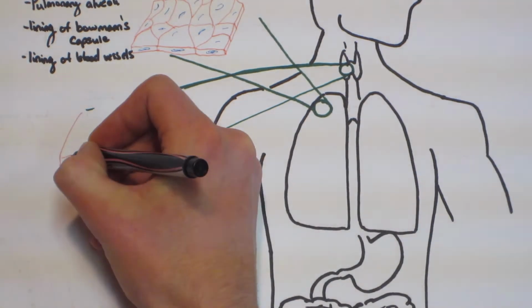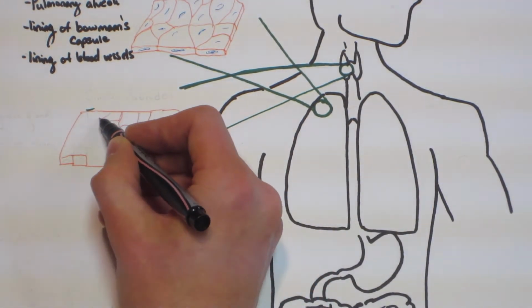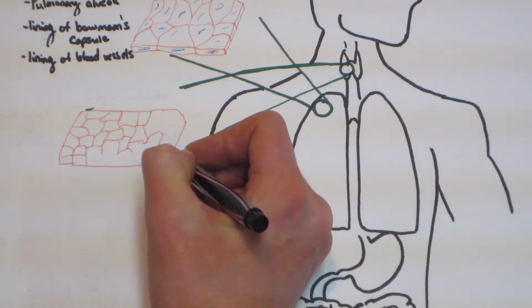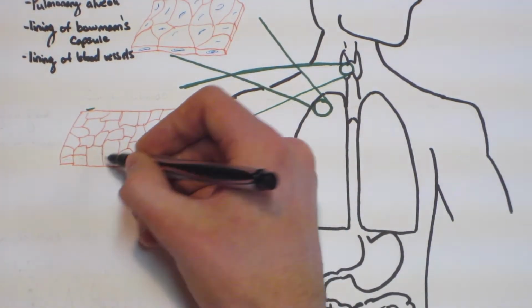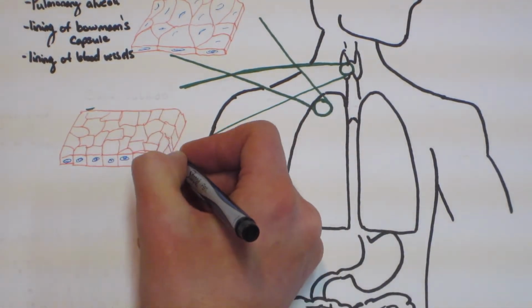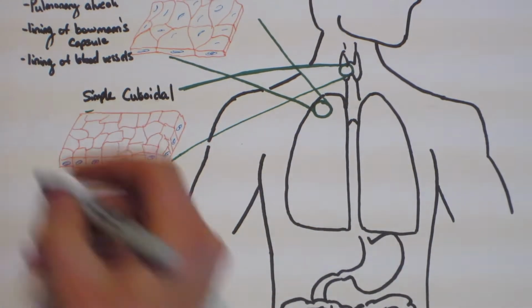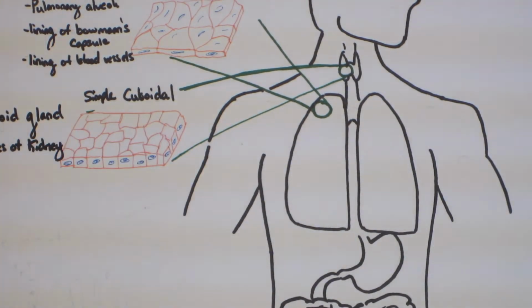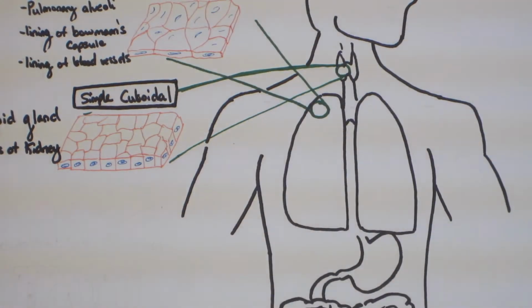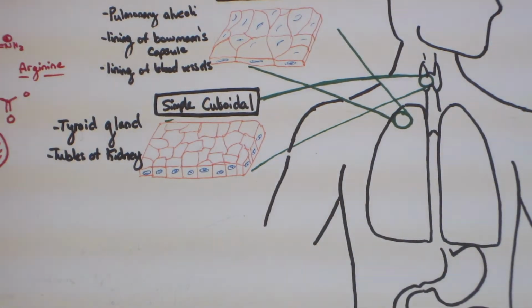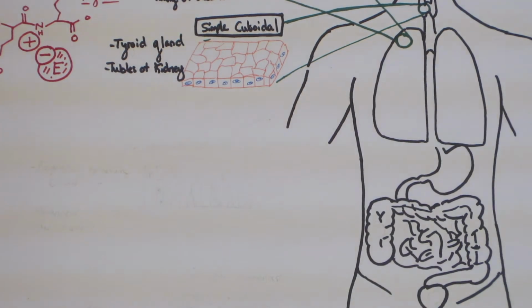Now we're going to zoom in on the thymus here, and a slightly thicker epithelium, however it's still one cell layer thick, is called simple cuboidal. And this is found typically in the thyroid gland as well as the tubules of the kidney. And you'll be learning about these more as you continue with your lecture series in histology.